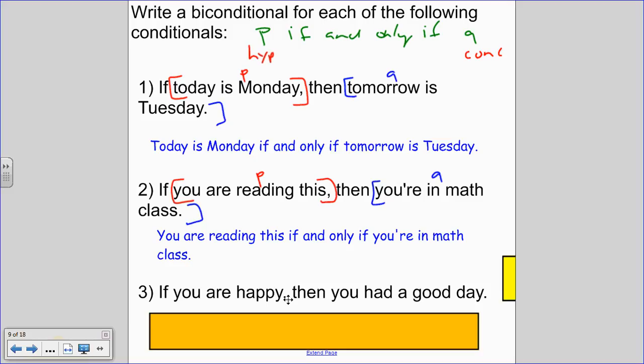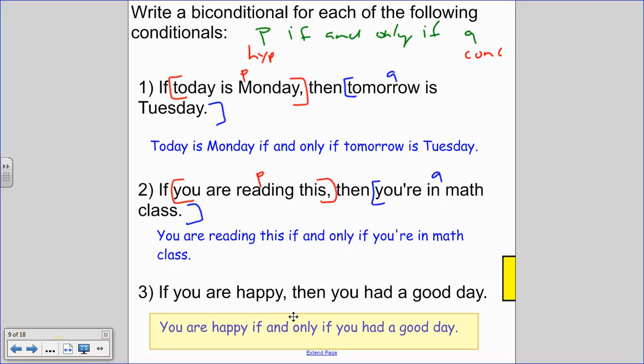So on number 3, the biconditional would be you are happy if and only if you had a good day. So P if and only if Q.